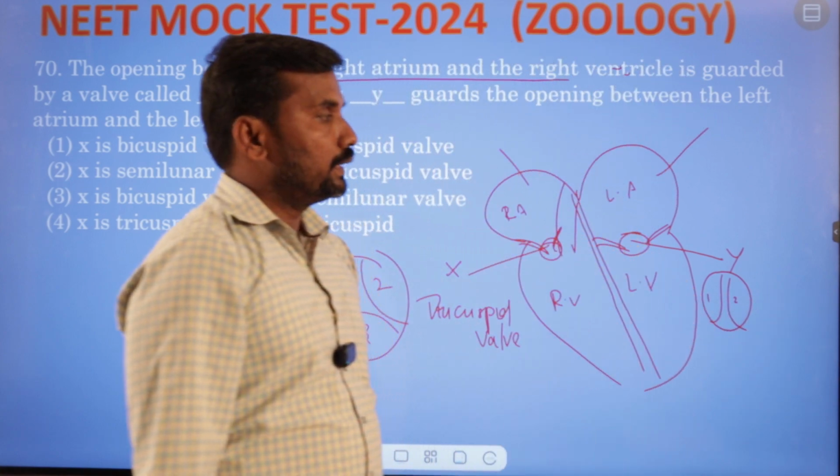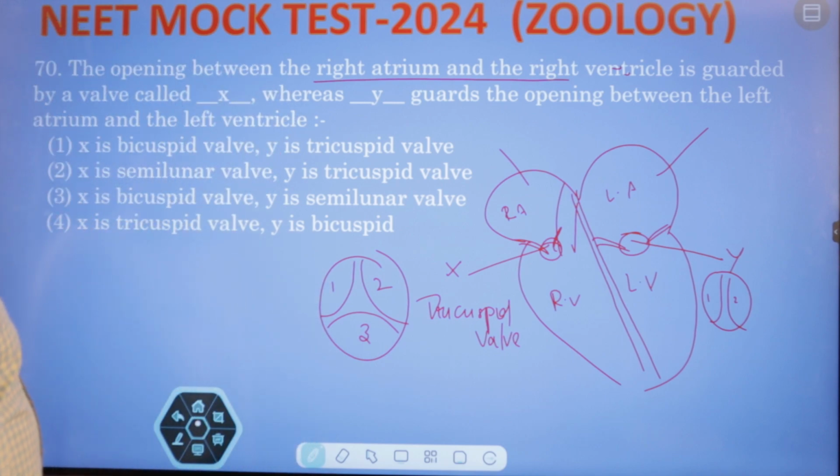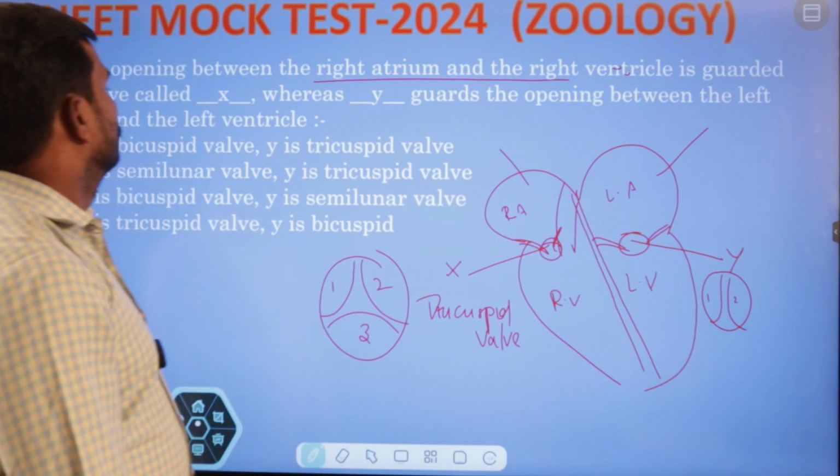One is called the bicuspid valve. The bicuspid valve is also called the mitral valve. So the correct answer is: X is the tricuspid valve, Y is the bicuspid valve.